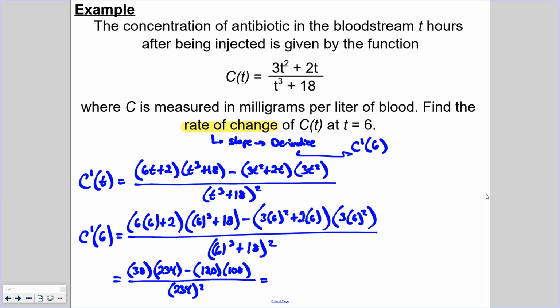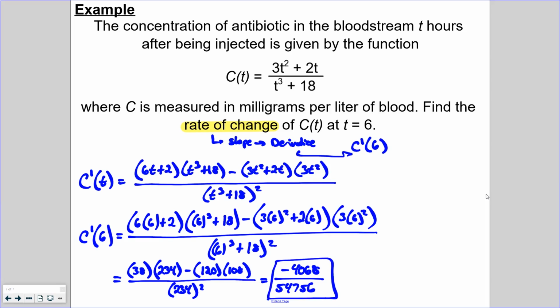Alright, so we continue to simplify. 38 times 234 minus 120 times 108. That's going to give us negative 4,068 in the numerator, all over 234 squared, which is 54,756. And now that is the exact answer.